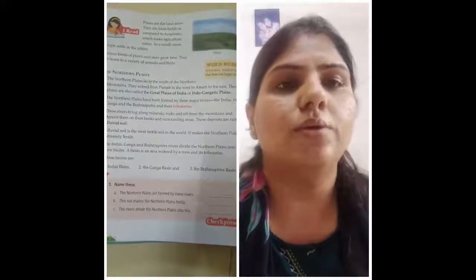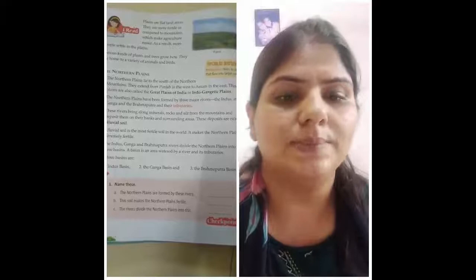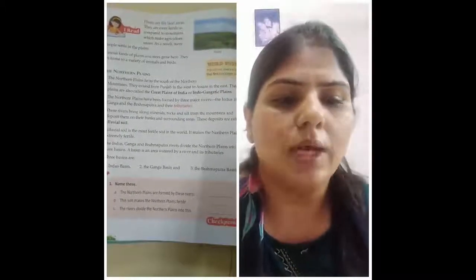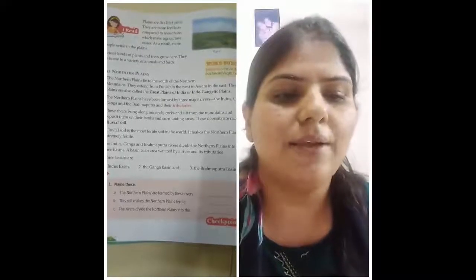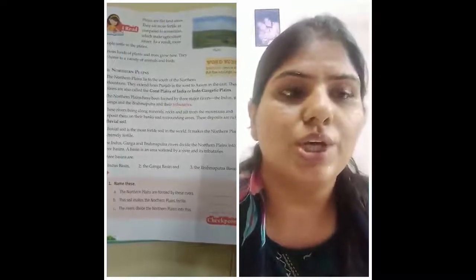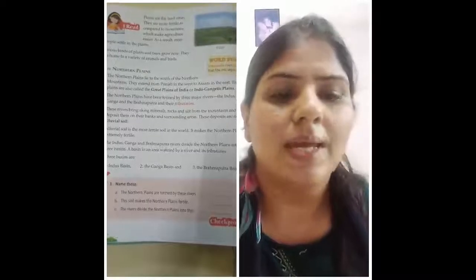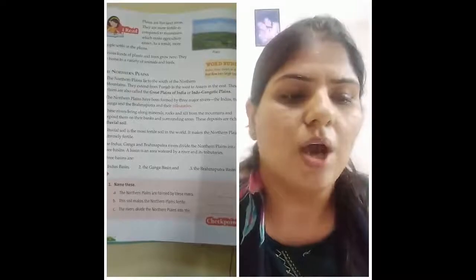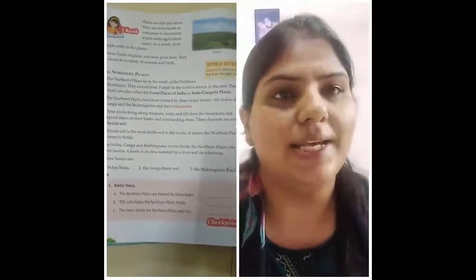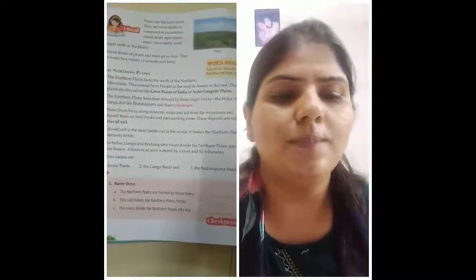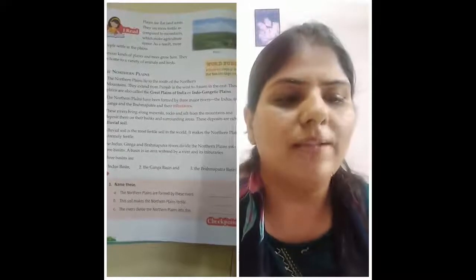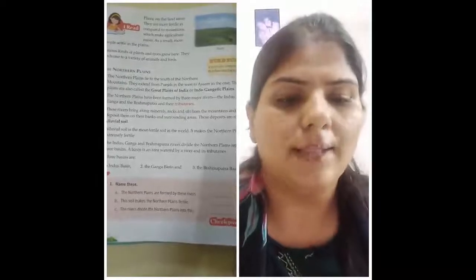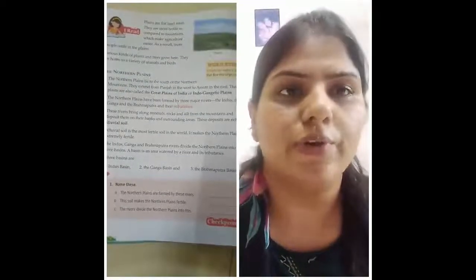Now students, we are going to read about the northern plains. The northern plains lie to the south of the northern mountains. They extend from Punjab in the west to Assam in the east. These plains are also called the Great Plains of India or Indo-Gangetic Plains. The northern plains have been formed by three major rivers: the Indus, the Ganga and the Brahmaputra and their tributaries.